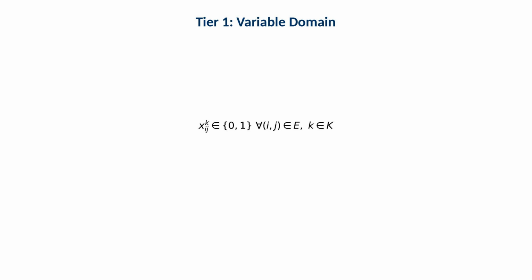Each edge decision is binary. It seems simple, but it matters because it makes the problem combinatorial. The combination of binary decisions and constraints is what leads to the explosive growth in the number of possible solutions.